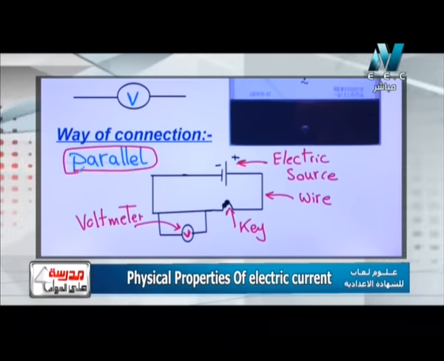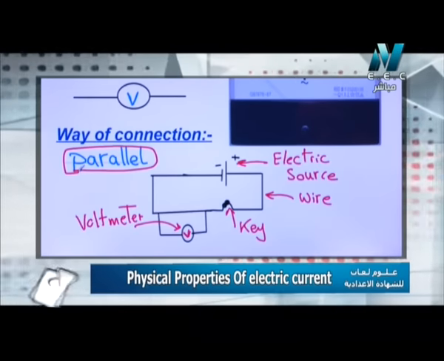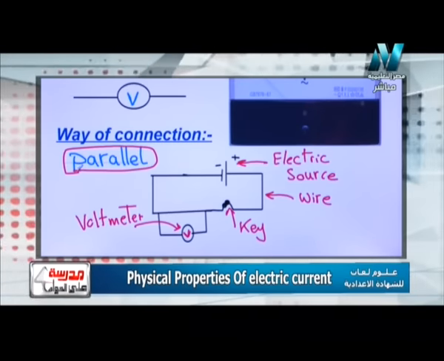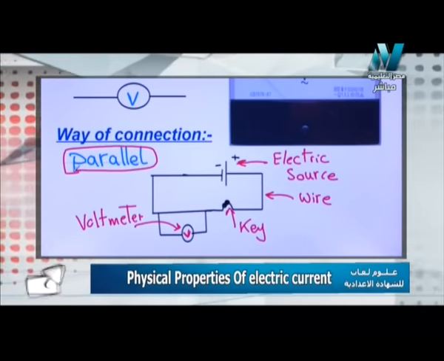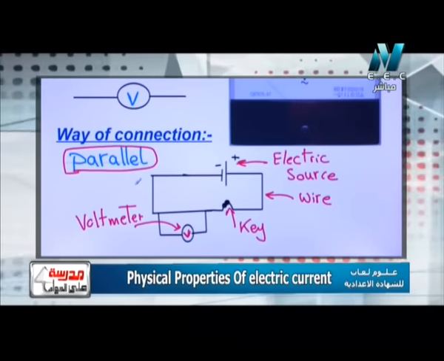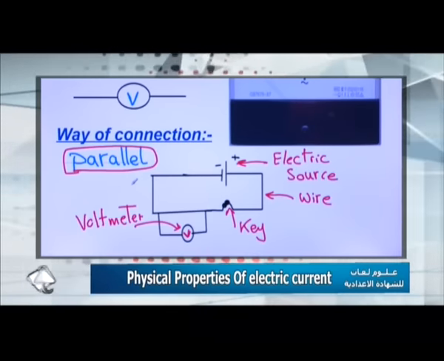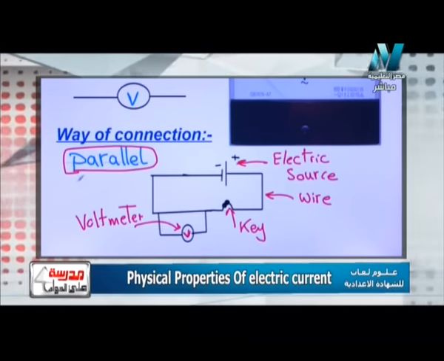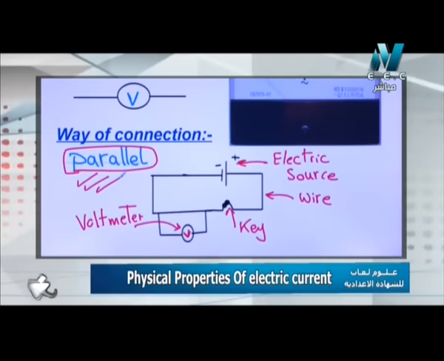We can now differentiate between an ammeter and a voltmeter. An ammeter is used to measure what? The electric current intensity, and its way of connection is series. But now we talk about the voltmeter, which is used to measure the potential difference, and its way of connection is what? It is parallel.